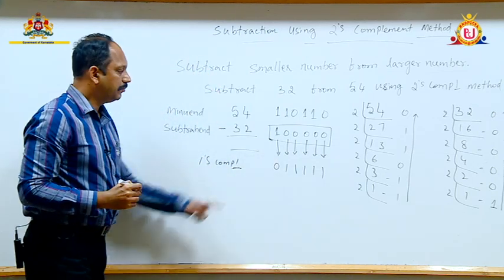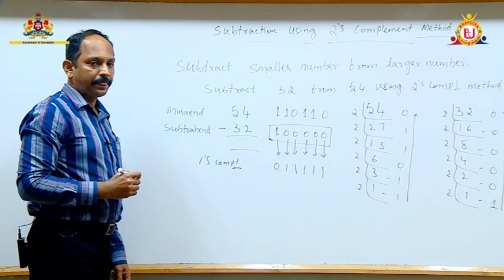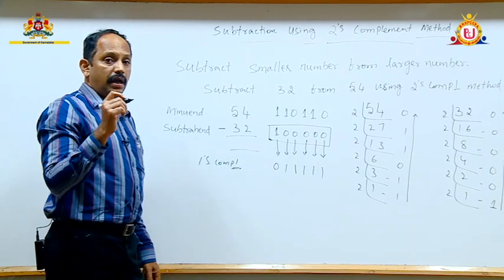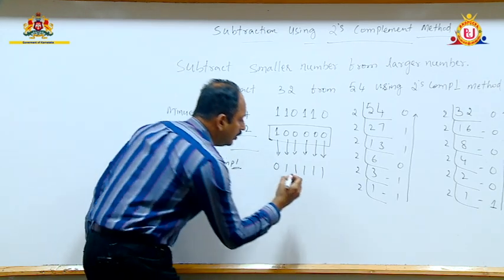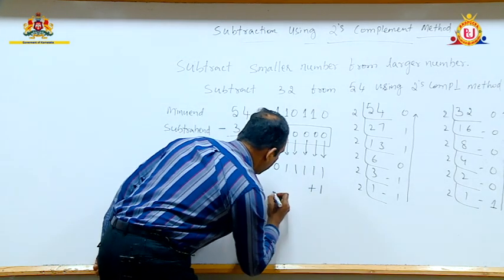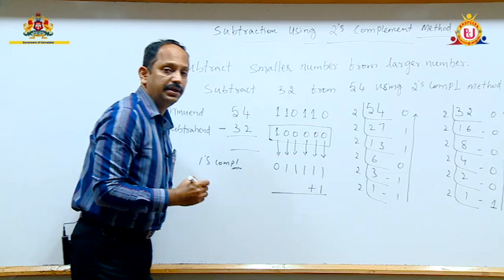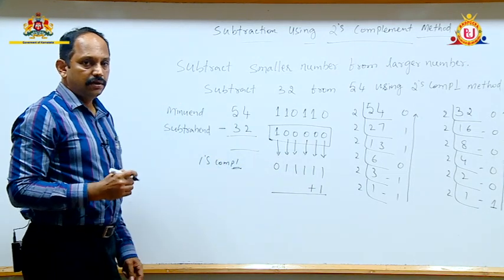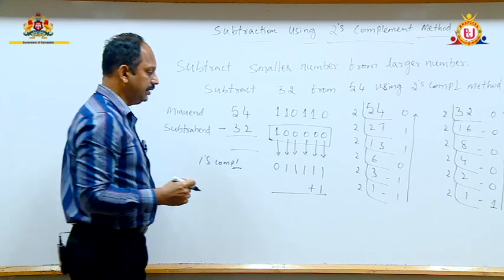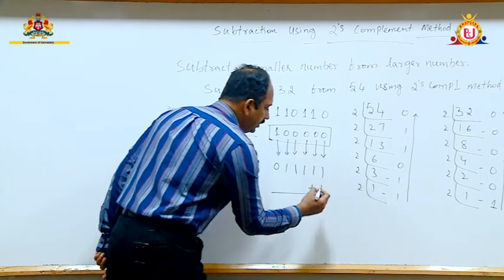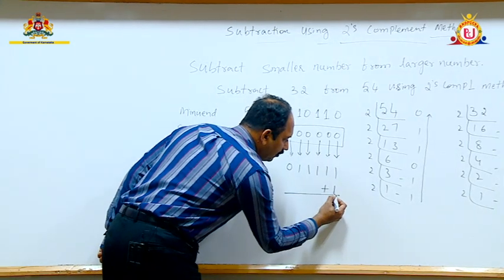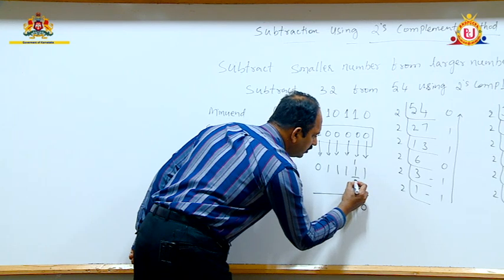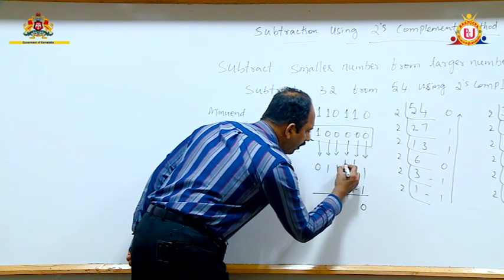1's complemented number of this. Now, to this 1's complemented number, add bit 1. If I add bit 1 at the end, at the least significant bit place, it is written like this. Now, let us perform the addition to get the 2's complemented number. What is 1 plus 1? 0 with carry 1.